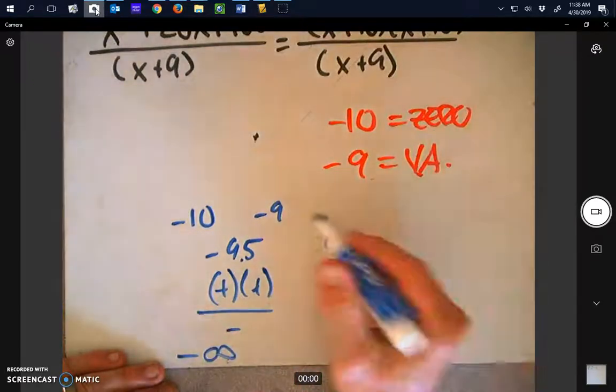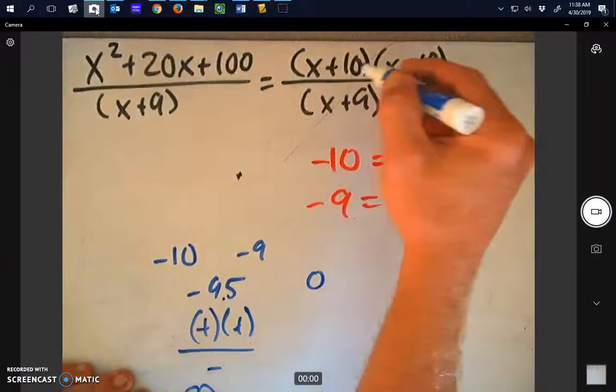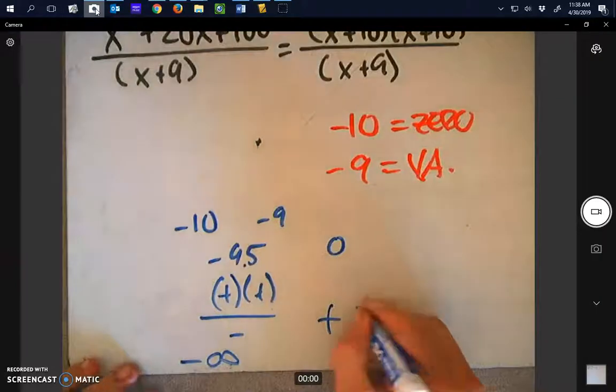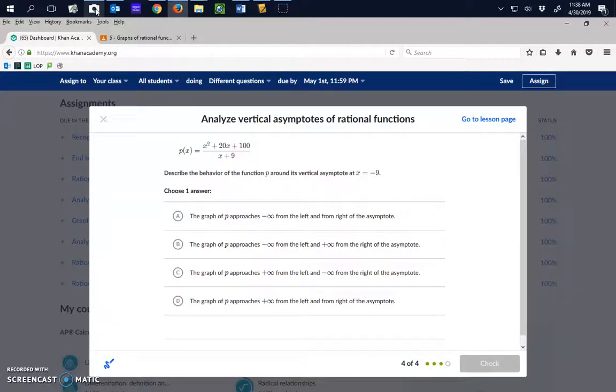On the right side, 0. These are all going to be positive. 0 plus 10 is positive, positive, and positive. So we're going to positive infinity on the right side. Let's see which kind of answers they give us. So the left side was negative infinity, and positive infinity on the right side. So B is our answer.